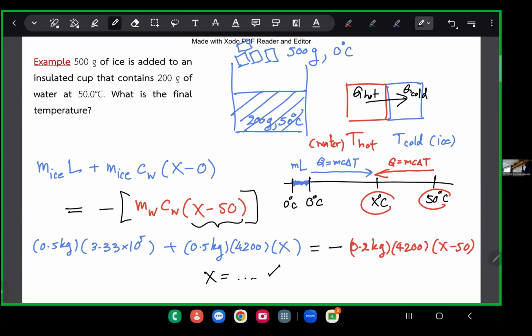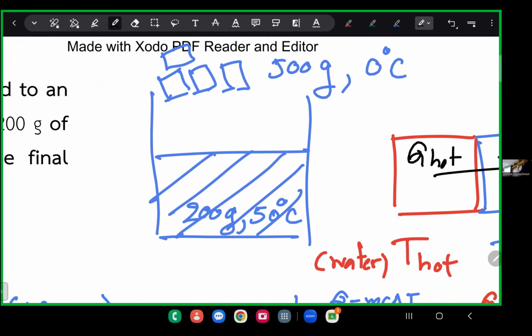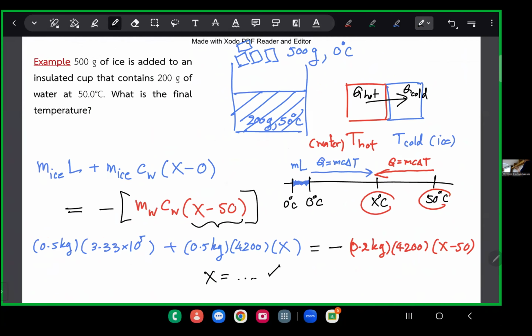Does that make sense? It kind of makes sense. Think about it. You have only 200 grams of water. You dump half a kilogram of ice into it, right? You're not going to be able to warm up the water. Does that make sense? It's just kind of warm water, 50 degrees Celsius. It's not super hot. So in the end, when X is negative, it just means this equation assumes that you completely melt the ice.